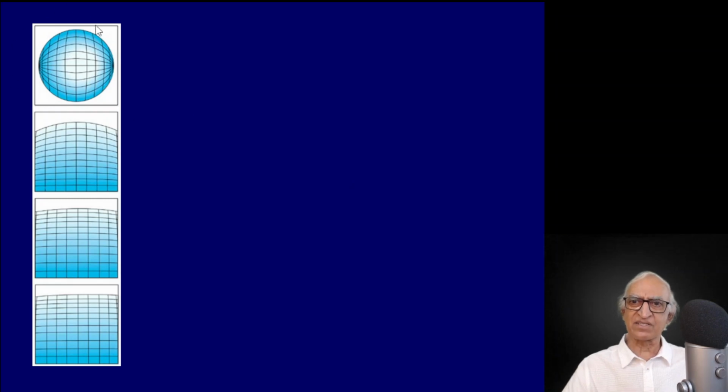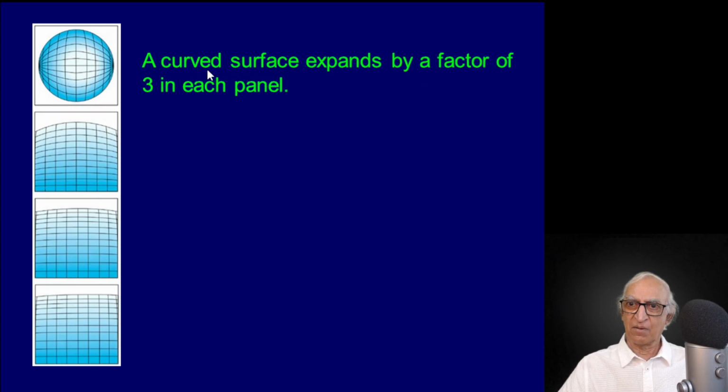So let's consider this curved surface. Let's consider a crumpled piece of paper. All right? Now, if I stretch this paper thousands and thousands of times, it will become flat. All the curvature will go away. So if I stretch this, each panel corresponds to stretching by a factor of 3. So I've stretched the sphere, expanded the sphere by a factor of 3, by another factor of 3, another factor of 3, and so on.